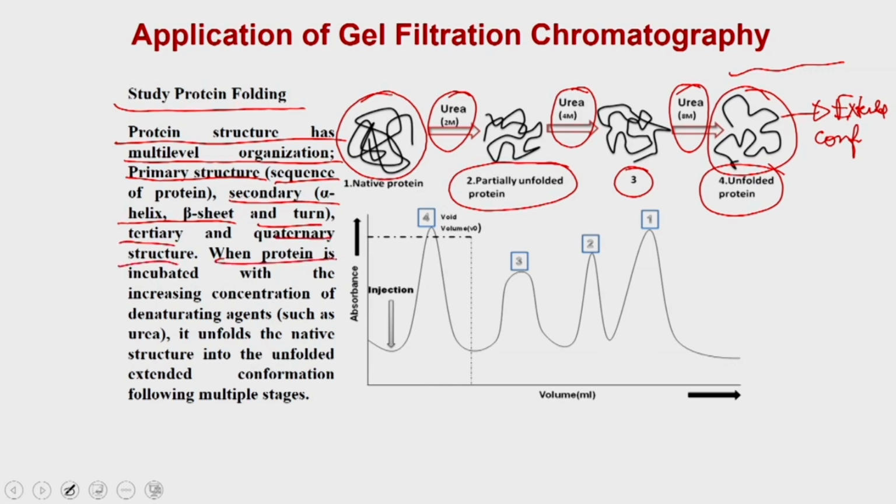When the protein is incubated with increasing concentrations of denaturing agents such as urea or GdmCl, it unfolds the native structure into the unfolded extended conformation following different types of steps. Sometimes the proteins get unfolded completely, sometimes they get unfolded domain-wise. So, that is why there is no universal law that protein unfolding is going to follow a particular pattern.